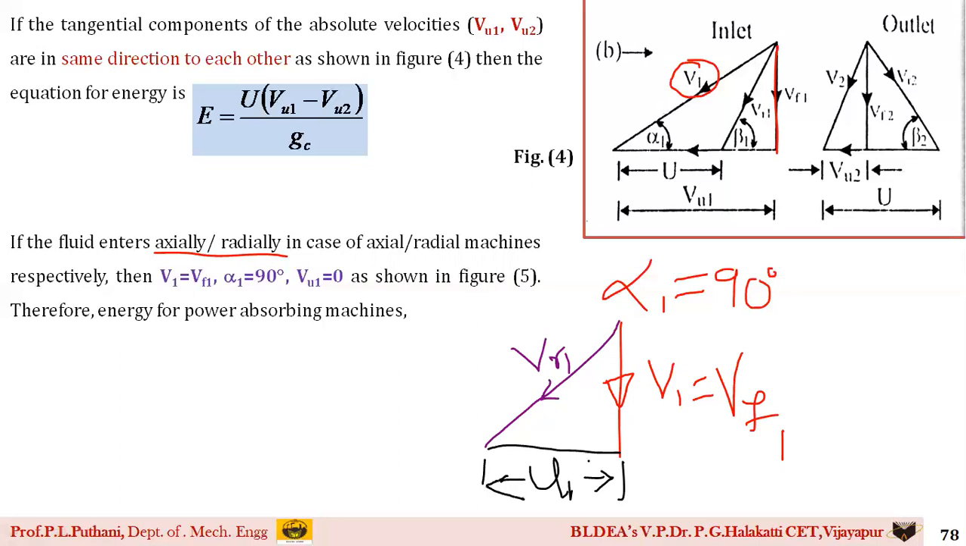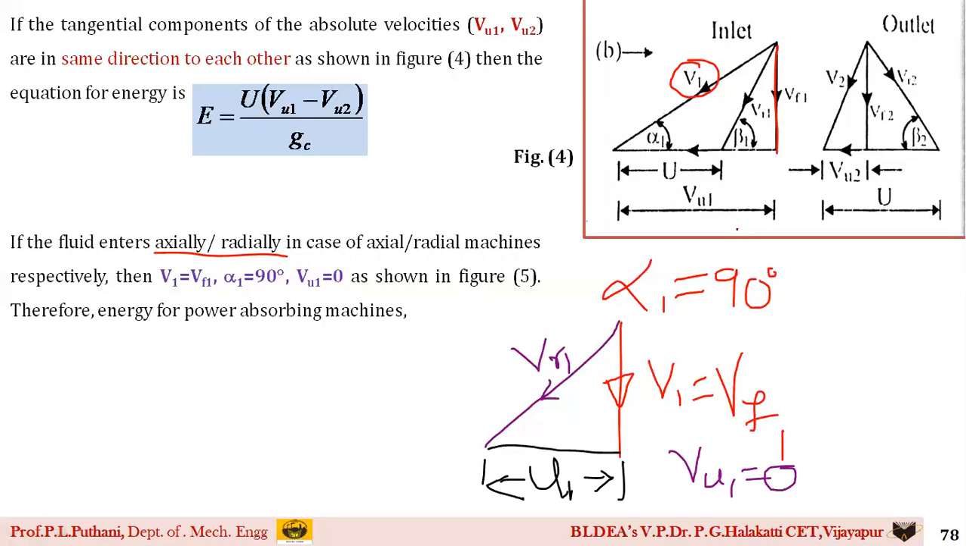As V1 and Vf1 are overlapping on one another, what happens to your Vu1? It becomes equal to 0. Please do remember this one. So the fluid entering axially or radially means the entrance angle alpha 1 becomes 90 degrees, which means it is overlapping on Vf1. If there was some deviation between V1 and Vf1, then there would be Vu1, which is the name given to the tangential component of the absolute velocity. As here there is no deviation now, Vu1 equals 0.